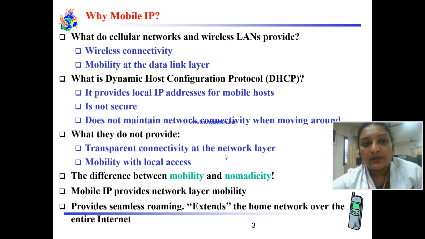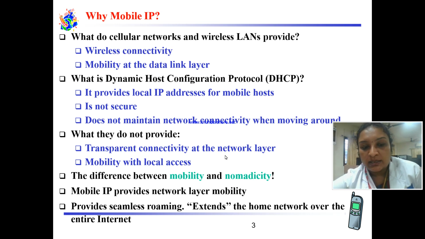What is the meaning of mobile IP? Mobile IP is a very important component of wireless connectivity and mobility at the data link layer. We have several layers of data, and in that we are going to give mobile IP. Then what is the need of the Dynamic Host Configuration Protocol? It provides a local IP address for all the mobile hosts, and it is not secure, and it does not maintain any network connectivity when moving around.